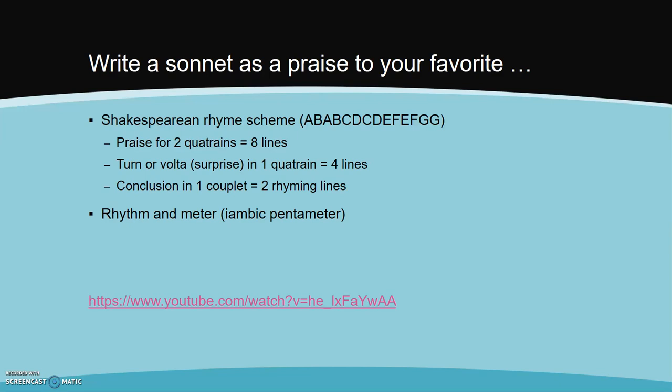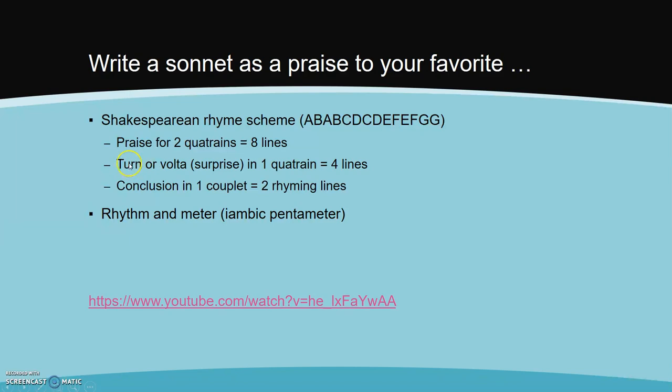You have to use the Shakespearean rhyme scheme being A, B, A, B, C, D, C, D, E, F, E, F, G, G. The first 2 quatrains, meaning the first 8 lines, have to be a praise for your favorite thing or person. You can also write to your girlfriend or boyfriend if you want to.